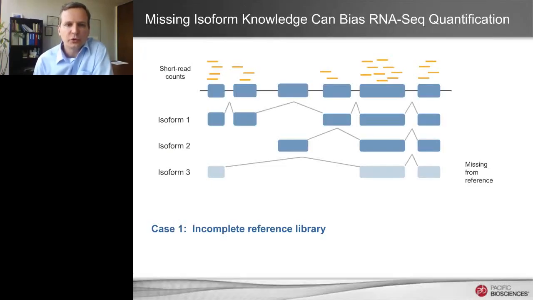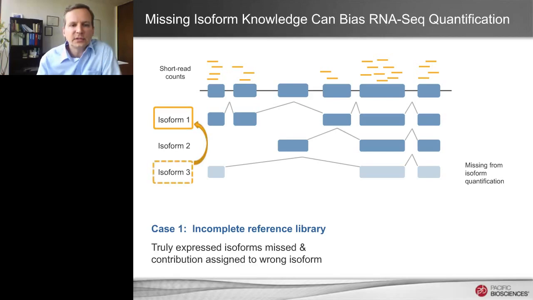So if you have your short-read RNA-Seq data, the assignment to the particular genes and isoforms critically depends on the reference that you have for these particular genes. And so there are two corner cases. Case one is where you're missing certain isoforms from that reference catalog. Then short reads that come from this particular isoform will be misassigned into isoform 1, and you will overestimate the abundance of those particular isoforms.